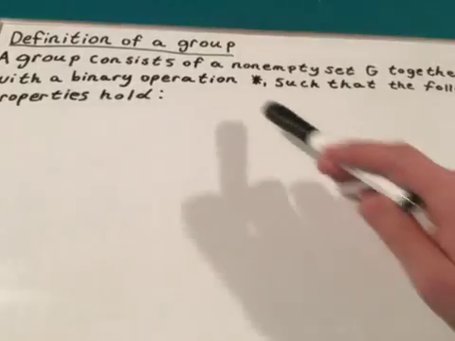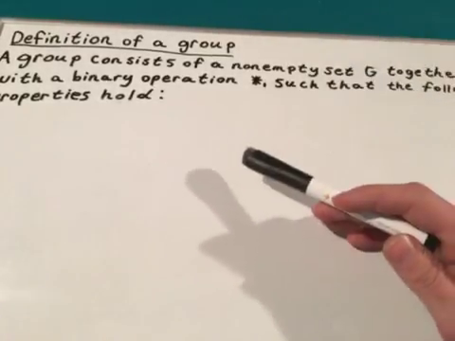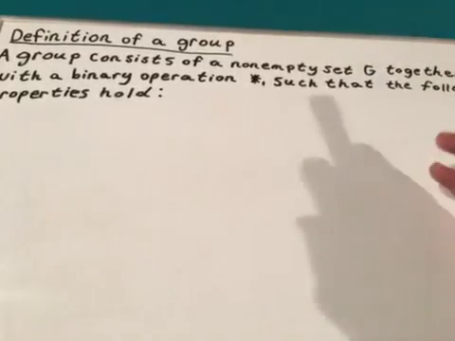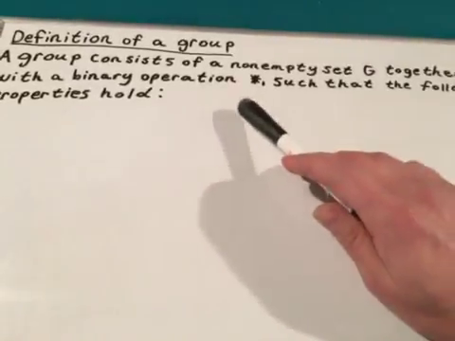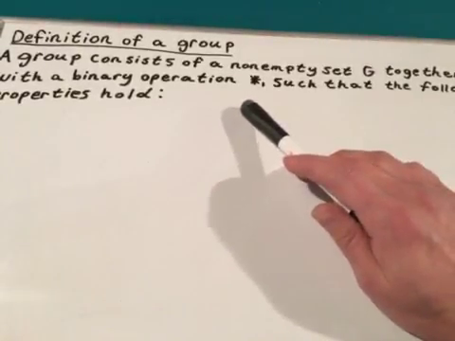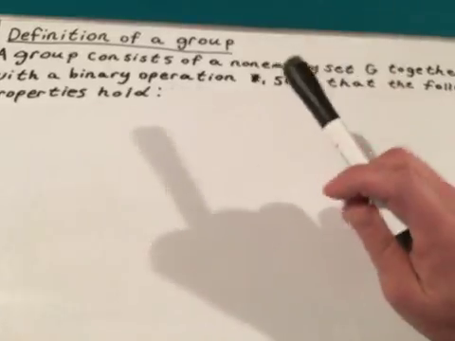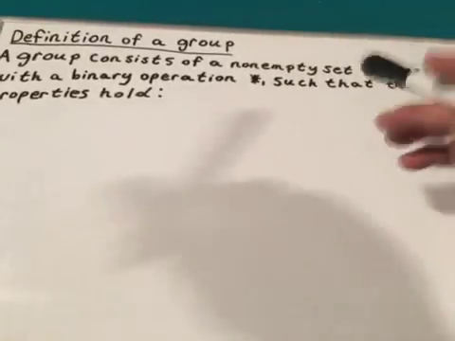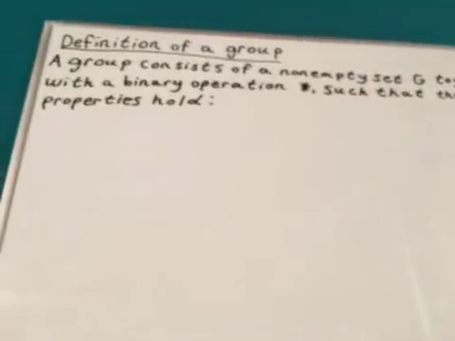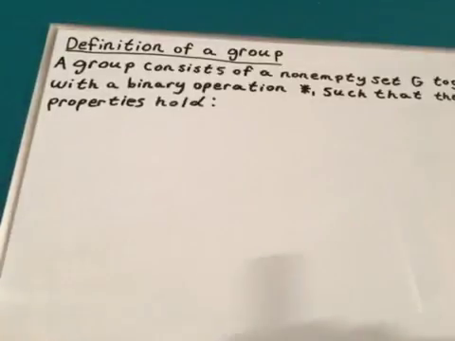And this operation could be addition, multiplication, or something else. That's why I'm calling it star, just to be abstract. Star really could be anything, such that the following properties hold. I want to tell you one such group that we're pretty much all familiar with: the integers under addition.